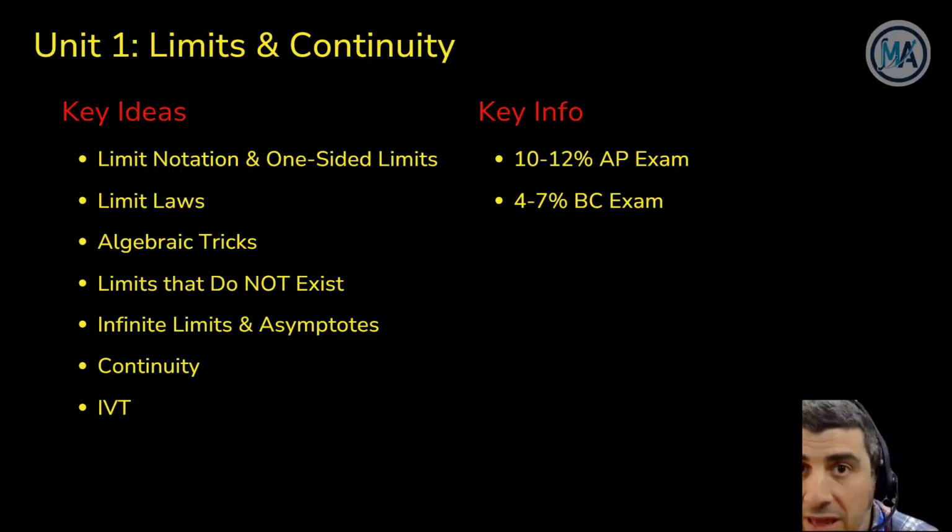On the actual AP exam, for the AB exam, it's going to take up 10 to 12% of the exam. And for the BC exam, it's going to take up 4 to 7%. Remember, the BC exam includes more units, so that's why this unit takes up a smaller percentage. So let's go ahead and break it down with limit notation and one-sided limits.